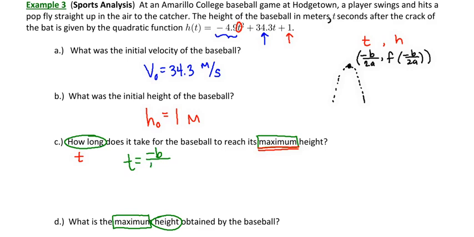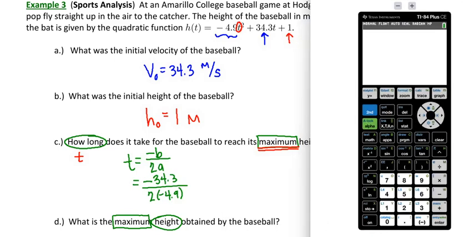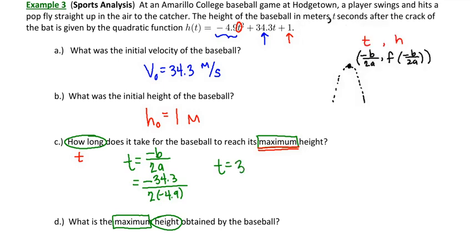That means we need to calculate negative b over 2a. So looking at our model, b is 34.3. A is our leading coefficient, negative 4.9. So we will approximate this with the calculator. So in the numerator, we have negative 34.3. And in the denominator, we have 2 times negative 4.9. So this gives us, it comes out exactly 3.5 seconds. So our time to reach the maximum height is 3.5 seconds.